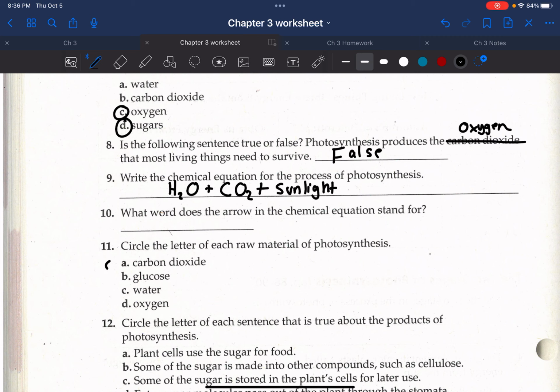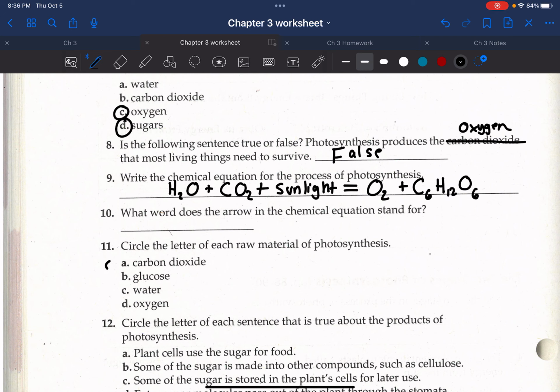Sunlight. Okay, so those are the 3 things you need. Then what do you get out of it? You get oxygen and sugar. Now, I don't know if we can remember this, but can we remember the sugar? Sugar was C6H12O6. That's the chemical equation for sugar.